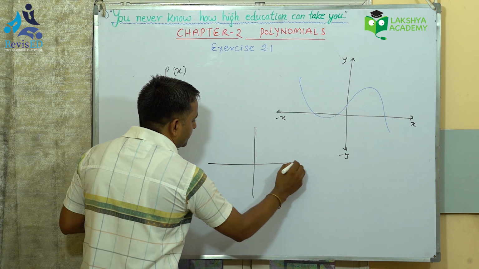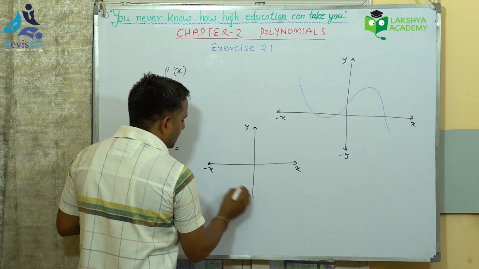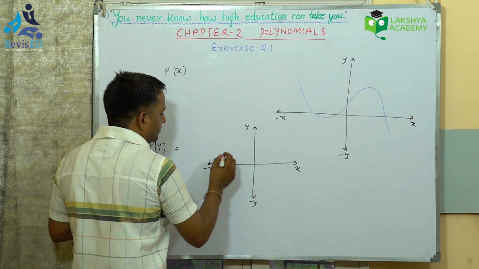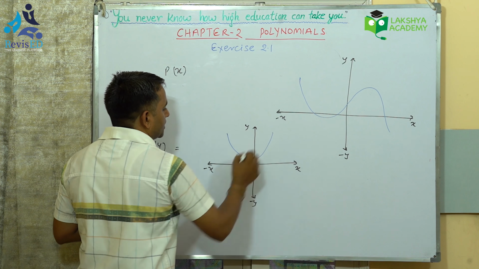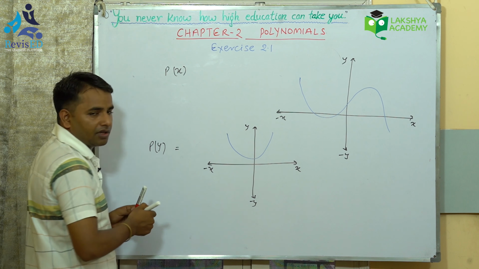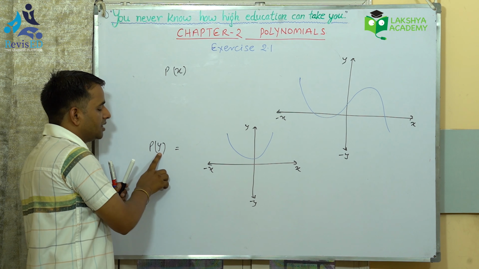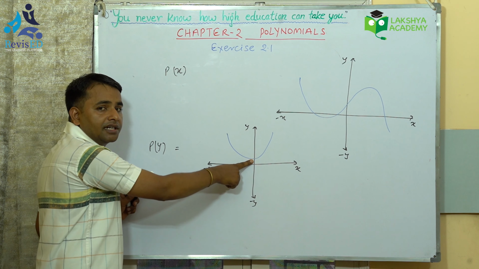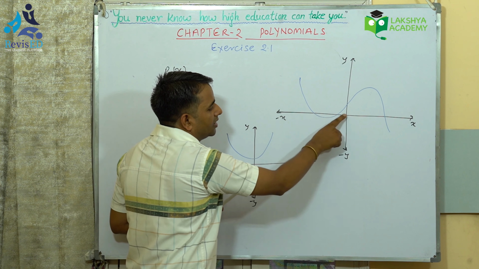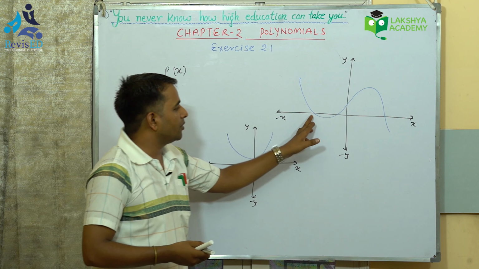Suppose this is the graph, with y, x, minus x and minus y. If I draw a graph, say of this type, this graph is only intersecting the y axis at one point only. So this will give you the number of zeros of p(y). P(y) means the graph touching or intersecting the y axis only. P(x) means this graph touching only and only the x axis. So whatever is the number of points on the x axis, that will be the number of zeros.